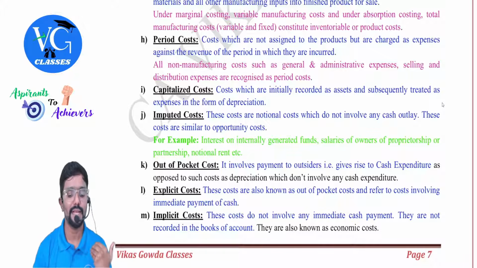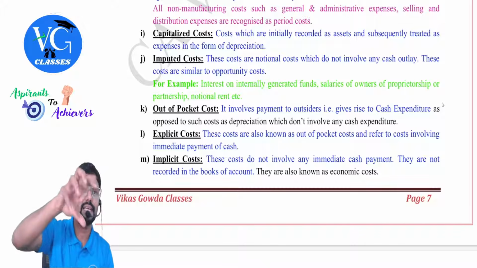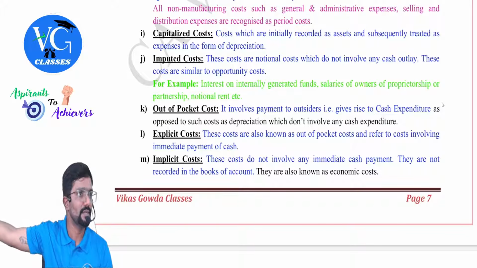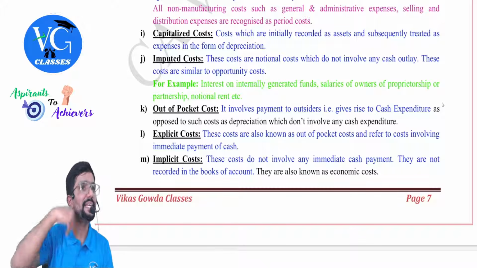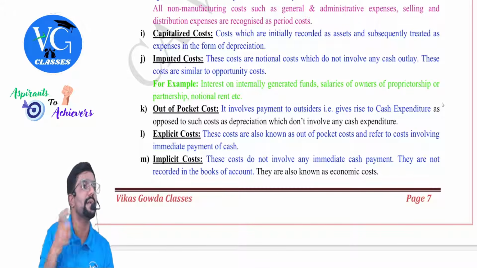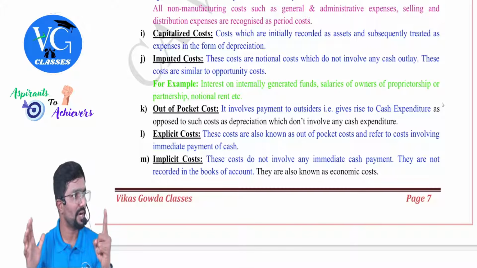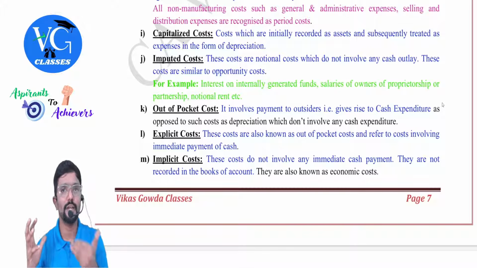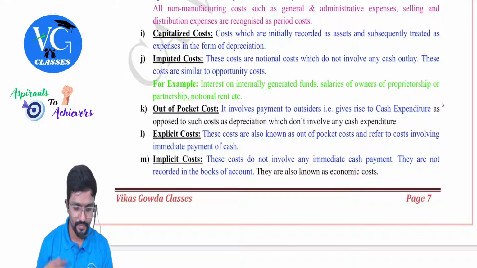Then capitalized cost. Sir, whatever cost we have incurred to purchase an asset, like fixed asset or capital cost, we call that capitalized cost, which we will capitalize and record in the balance sheet. But over a period of time, we will take a part of it and write it off to P&L account in the name of what? Depreciation. Entire amount we will not debit in one shot. Over a period of time, a part of the cost we will debit to costing P&L account in the name of depreciation.